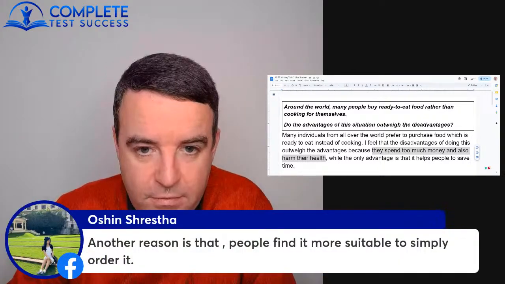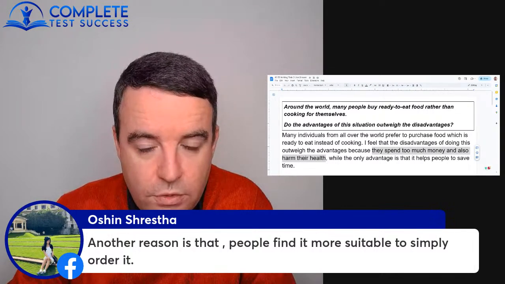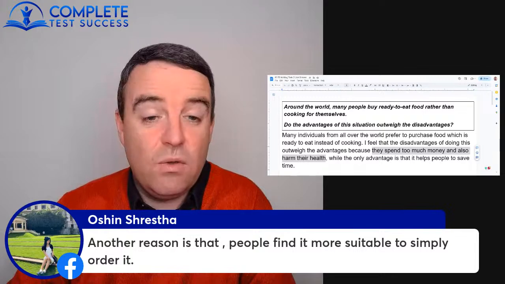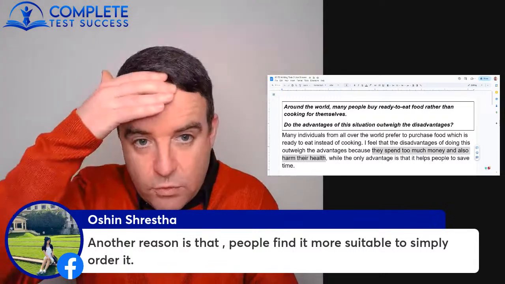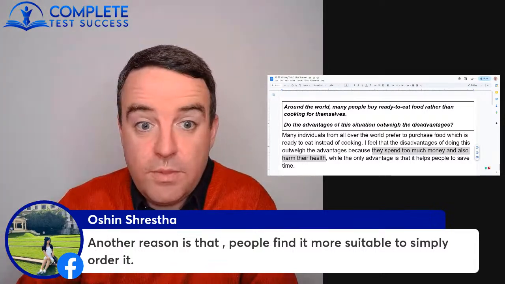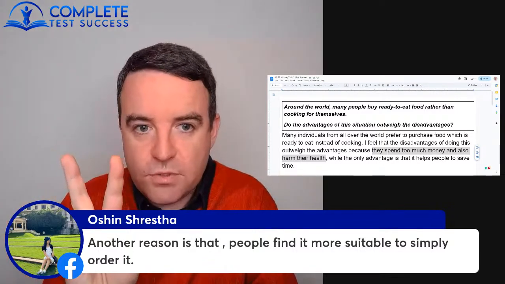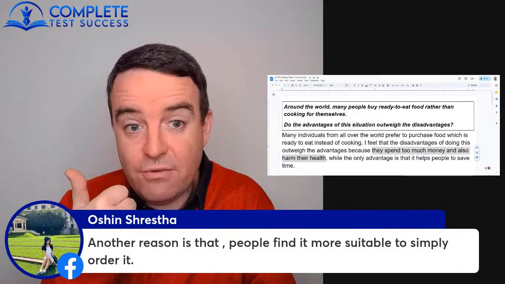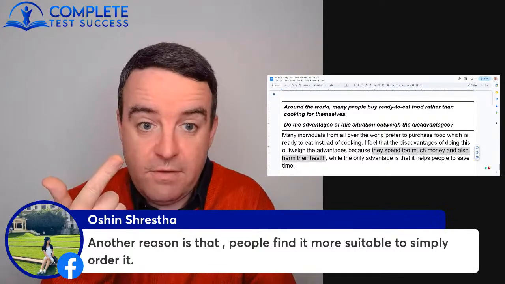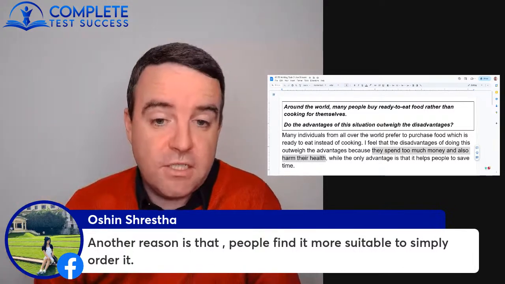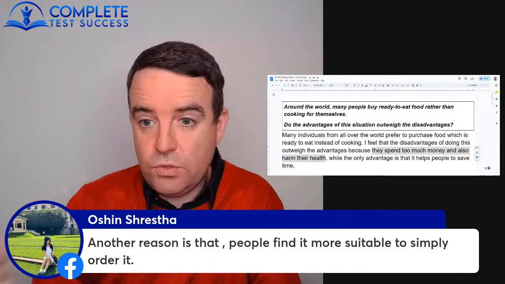Another reason is that people find it more suitable to simply order it. So that would be more suitable is too vague. Why is it more suitable? In what way is it more suitable? Or how do people feel? Or why do people feel it's more suitable? So that's the other thing. The two main problems with ideas are they're either going to be irrelevant or they're going to be vague. And this is vague because we don't know why it's suitable. So there might be many reasons why it's suitable. So just try to choose one of those.